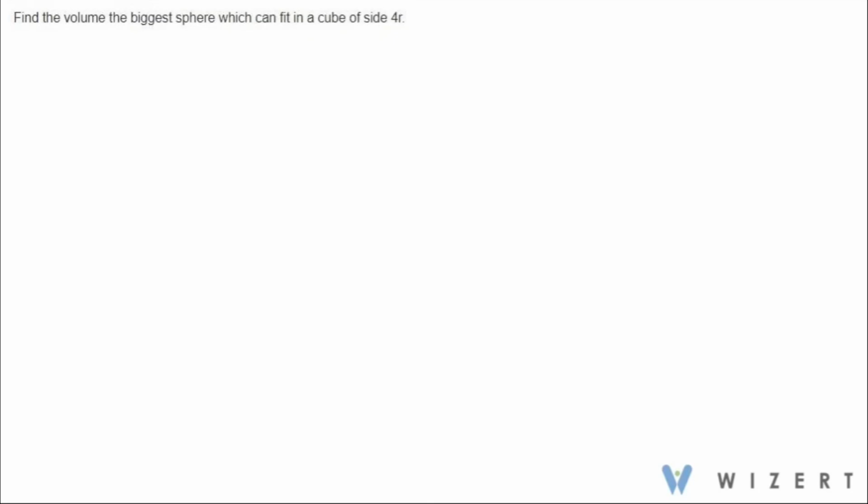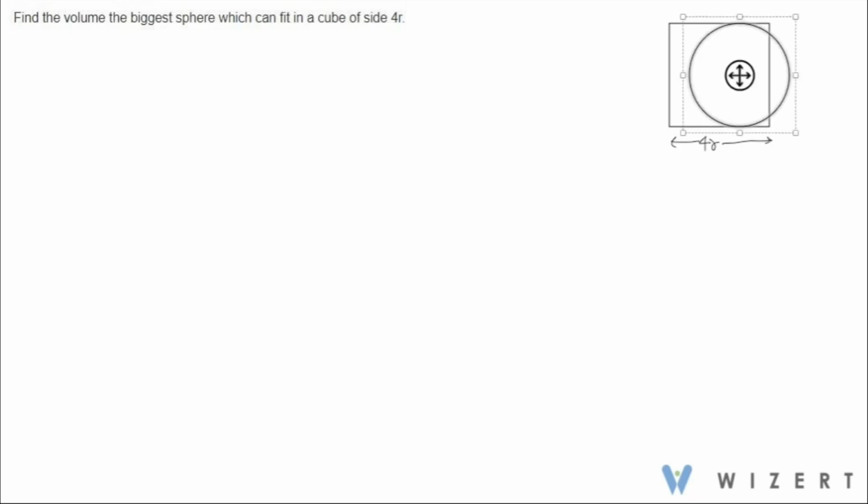We have this question here. Find the volume of the biggest sphere which can fit in a cube of side 4r. So we have this cube whose side is 4r. The biggest sphere that can fit in this has diameter of 4r.